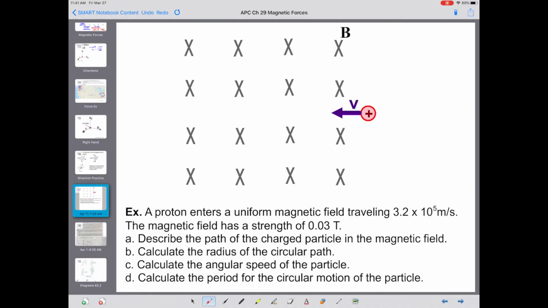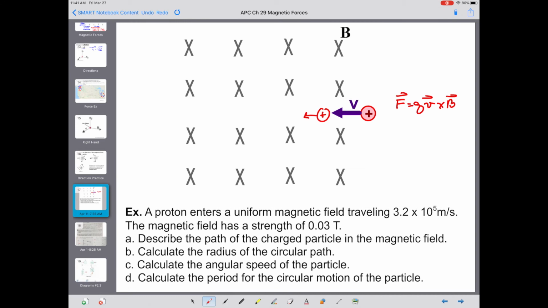So let's consider another example. We have the positive charged particle, the proton, entering the magnetic field traveling 3.2 times 10 to the 5th meters per second, as shown in a direction over to the left. On A, we're describing the path of the charged particle. Well, as this particle moves into the field, F equals QV cross B.